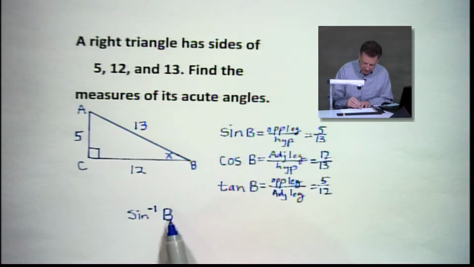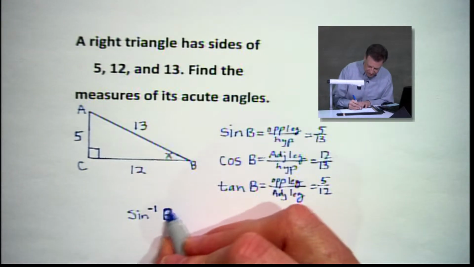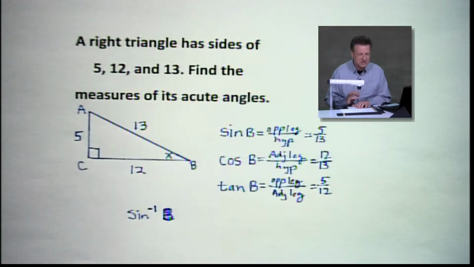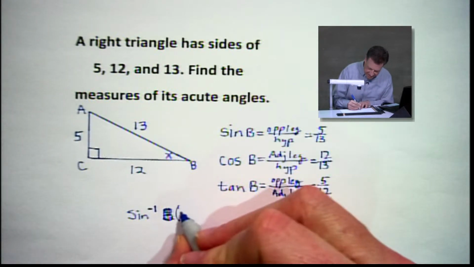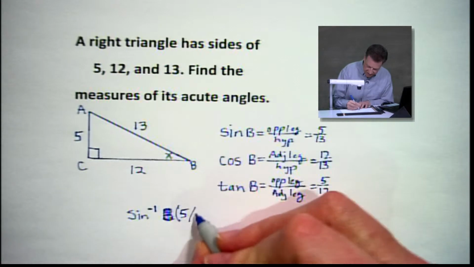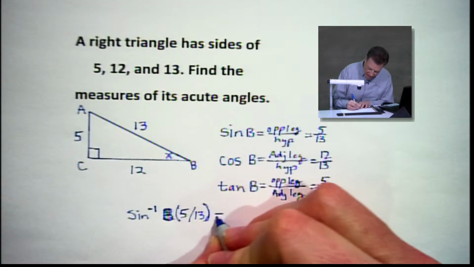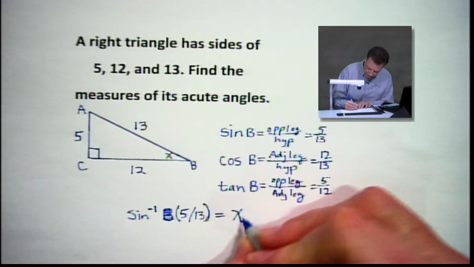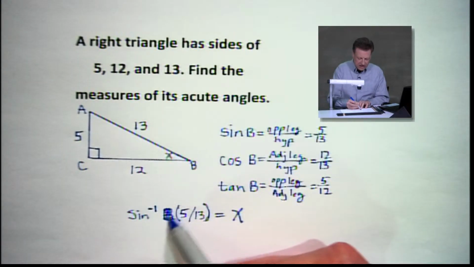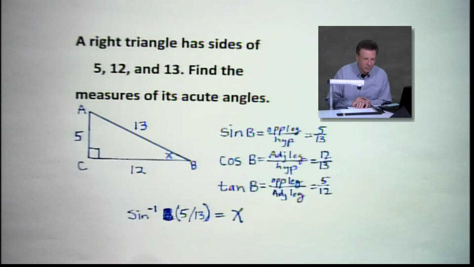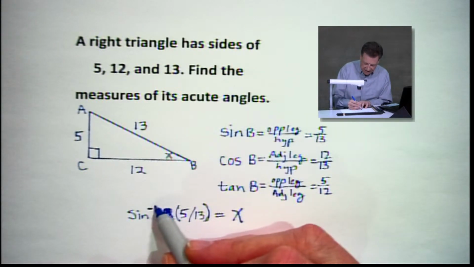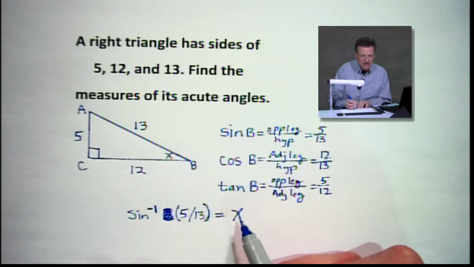But what we're going to do here, we're looking for the sine inverse of B. Actually, I'm going to get rid of that for just a second, because that's not really what we're looking for. We're looking for the sine inverse of 5 divided by 13. We're going to take the ratio, and that is going to get us back to x. And by the way, remember that's associated with angle B. So here we go. We've got sine inverse of 5/13 equaling x.